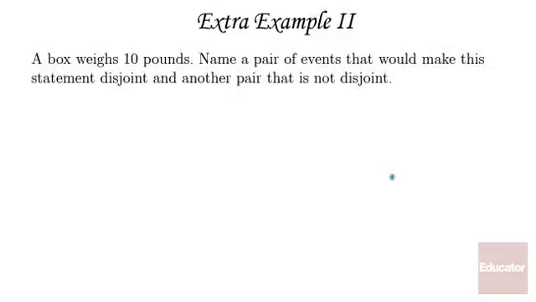The next example, a box weighs 10 pounds. Name a pair of events that would make this statement disjoint and another pair that is not disjoint. Okay, so we're going to create our own disjoint events and then another pair of events that would be not disjoint. That makes sense. That could occur, right? So the first statement, the one that's disjoint.